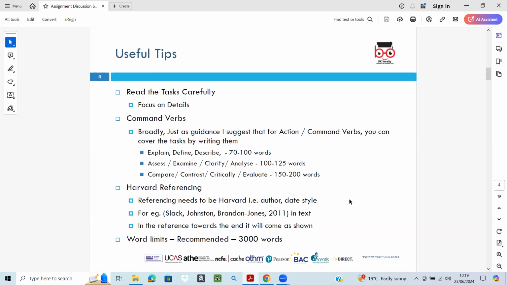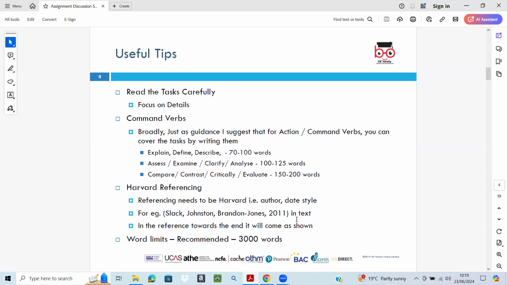And then we have to discuss the Harvard referencing. So we need to use the Harvard referencing style for citing sources within your assignment, and we need to remember to cite sources in text using the author-date format. They have given us an example. For example, here we have three authors, and we have the year.